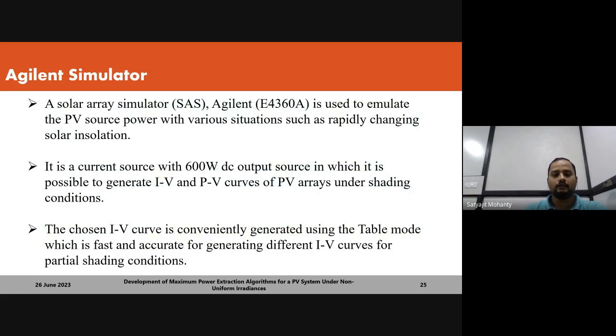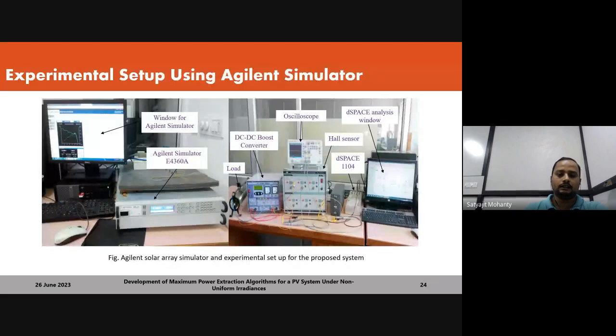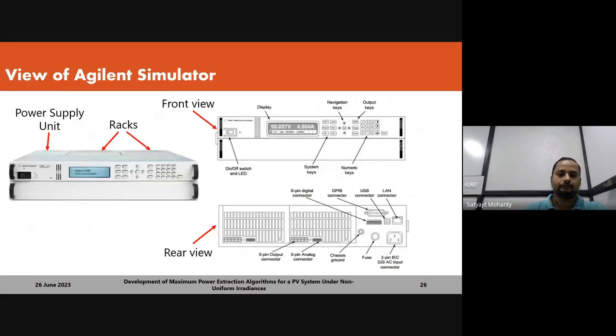So these are the things which I said. It actually has two modes: one is the table mode and another is the normal mode. Normal mode means it can act as a normal battery also. If you don't want the behavior of a solar panel, because we know the solar output is DC, it can simply work as a DC battery.